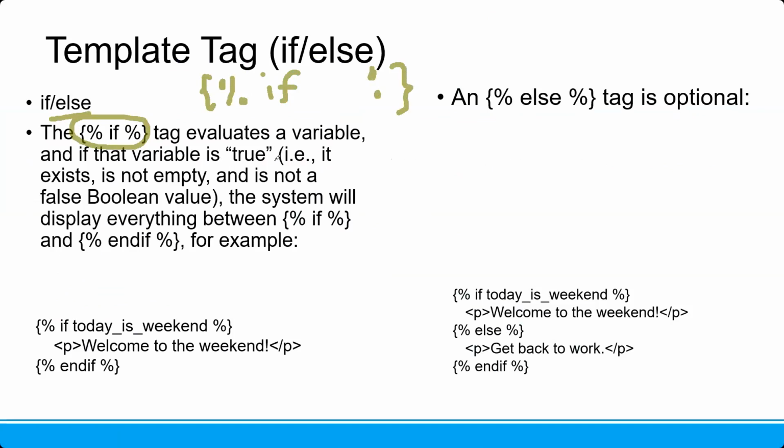If it is true, then we can do something after this statement. If it is false, we need to put an option like else. This else will again use the curly bracket and percent, closing with percent and curly bracket. And at the end, you need to put the endif. You can have another if, and the system will display everything inside the if and endif.